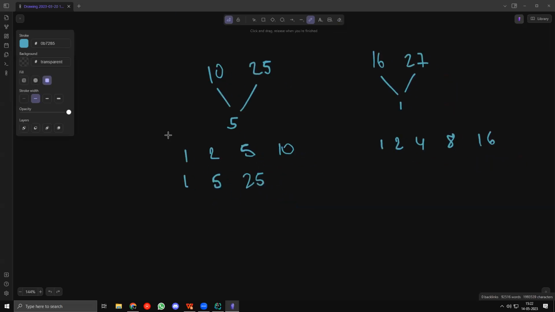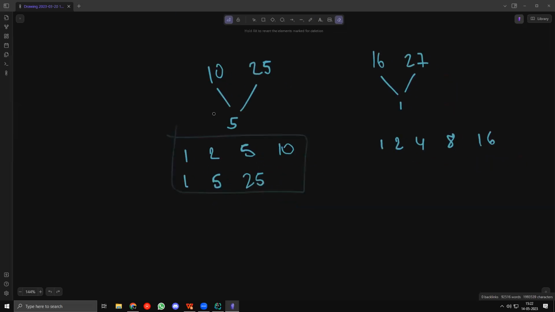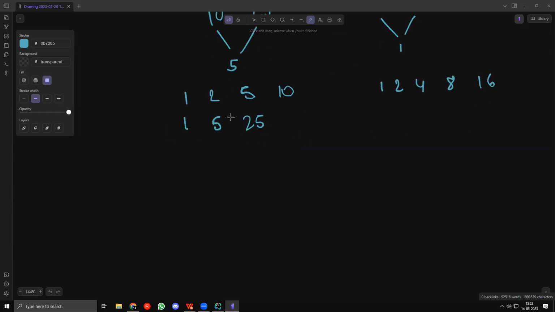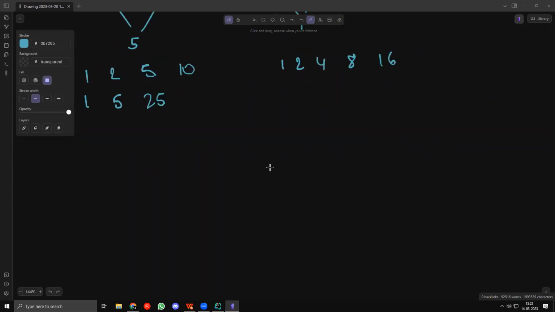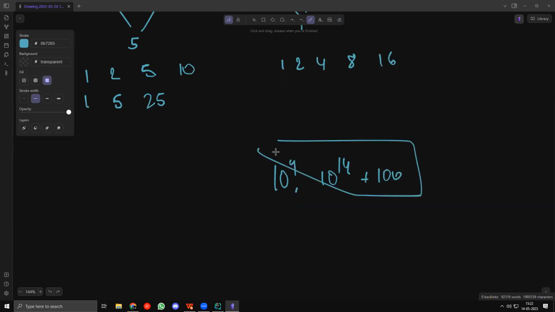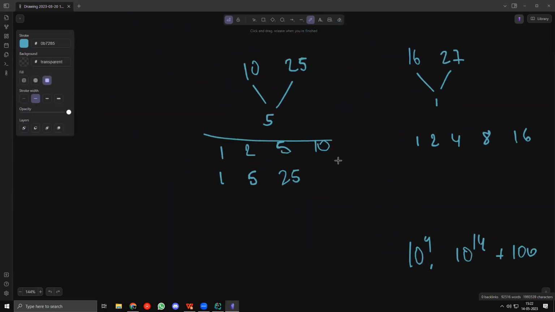But there is an issue with this method. This method is actually extremely slow if you try to do this in code. Let us say we want to find the GCD of 10 to the power of 9 and 10 to the power of, let's say, 14 plus 100. Let's just say I wanted to do this. Now, what's the GCD? Well, if you were to do this method, first I'd have to factorize the first number.